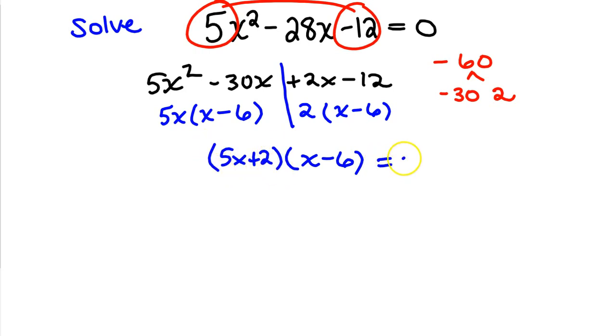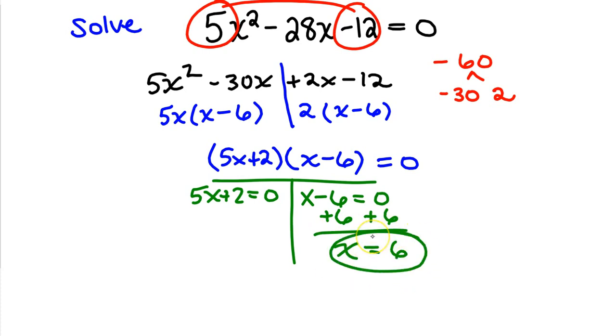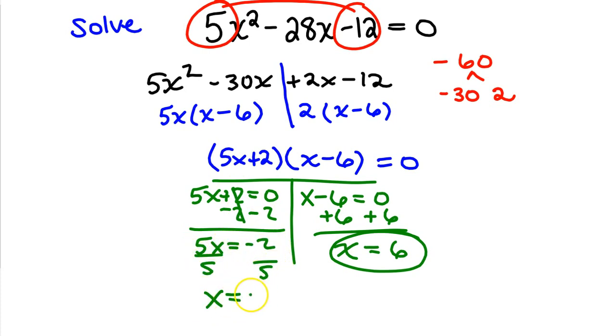Now instead of stopping right here because they told us to solve, we're going to set each factor equal to 0. So I have 5x plus 2 equals 0. I have x minus 6 equals 0. Add 6 and 1 solution, 1 root, 1 zero, 1 x-intercept is x equals 6. And then divide out by 5, and we get x equals negative 2 over 5.